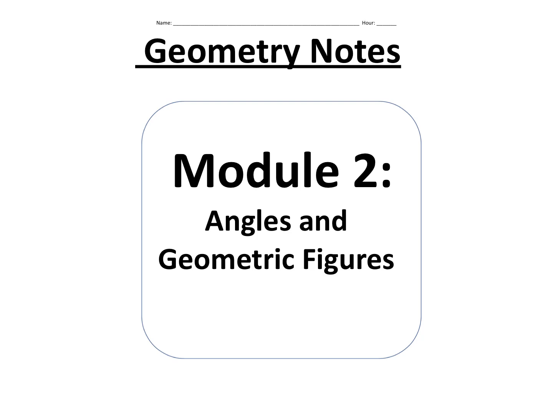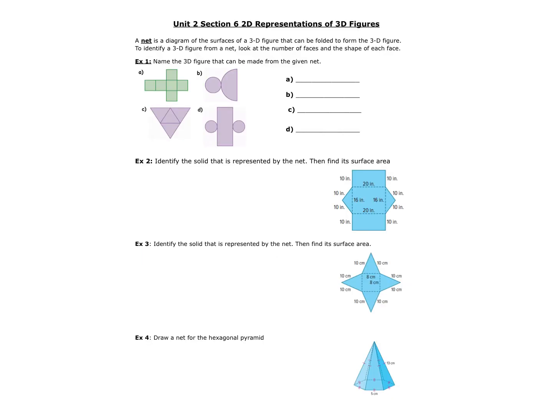All right, today we're going to look at the last module part of Unit 2. We're going to be looking at nets and 2D representations of three-dimensional figures. A net is a diagram of the surfaces of a three-dimensional figure that can be folded to form the three-dimensional figure. So if you imagine, you could cut the shape of these out, fold them along the lines, and they would make a three-dimensional figure.